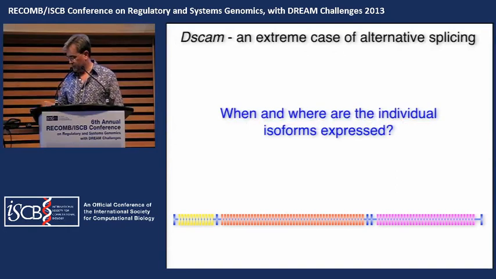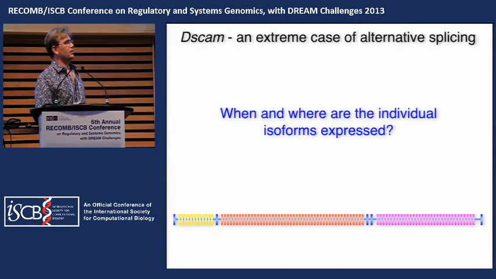Okay, so one of the things that we've really been interested in is looking at when and where the individual isoforms are expressed. And this also will get into one of the interesting aspects of the regulation of splicing for this particular gene. So one way that you could go about looking at where and when different isoforms are expressed is you could do single cell RT-PCR, but as we know that's technically very challenging, especially when you have 38,000 potential isoforms to look at.